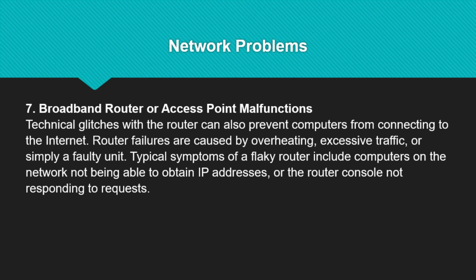Number 7, broadband router or access point malfunctions. Technical glitches with the router can also prevent computers from connecting to the internet. Router failures are caused by overheating, excessive traffic, or simply a faulty unit. The typical symptoms of a flaky router include computers on the network not being able to obtain IP addresses, or the router console not responding to requests.